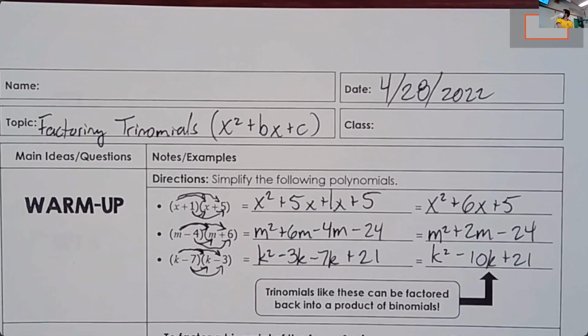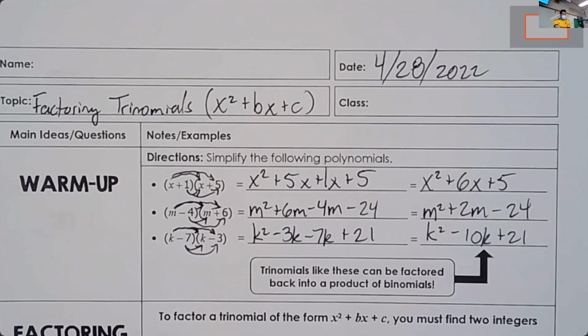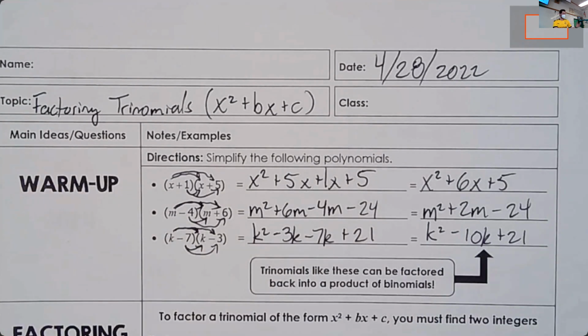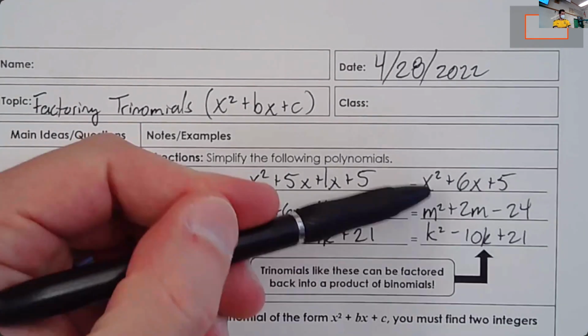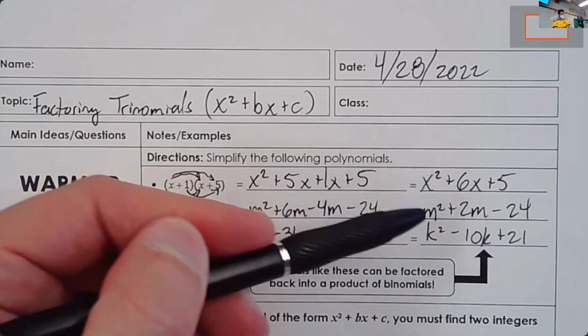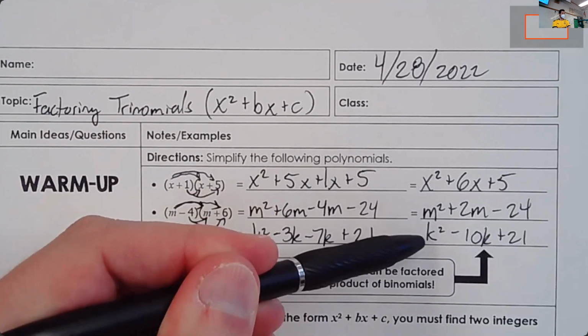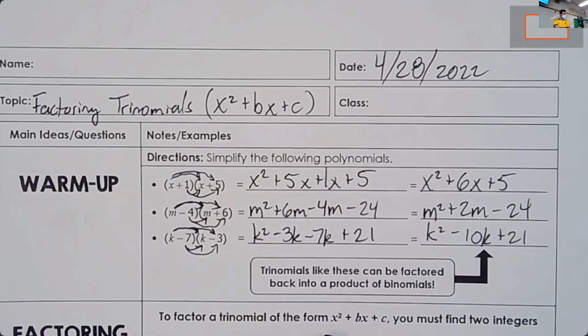And it says to factor a trinomial of the form x squared plus bx plus c. What that means is the first term in your trinomial is just a squared variable. There's no coefficient. There's no number in front of this first term, right? It's just x squared or m squared or k squared. There's no 2 or 4 or any number in front of this first term. So x squared means no number in front of that first term in your trinomial. It's just a variable squared.